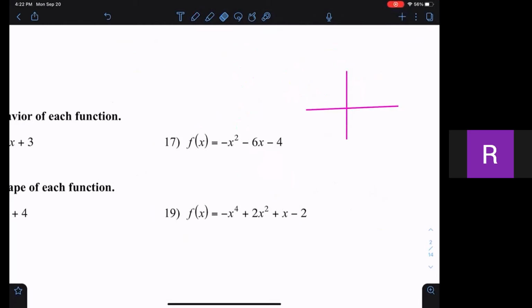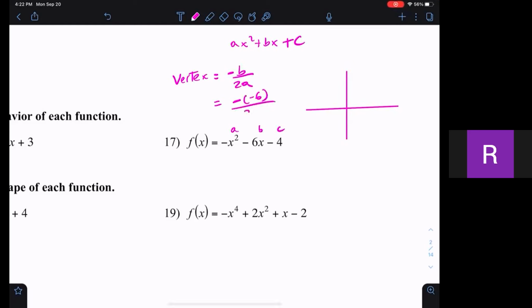So the parabola, if I want to find the vertex, right? There's many ways I can do this, but since this is in standard form, ax squared plus bx plus c, right? I'm gonna use the vertex formula. So that's gonna be negative b over 2a. This is a, this is b, and this is c. So that's negative 6 over 2 times a. A is negative 1. So this is gonna be 6 over negative 2, which is negative 3. So that means the x coordinate of the vertex is negative 3.